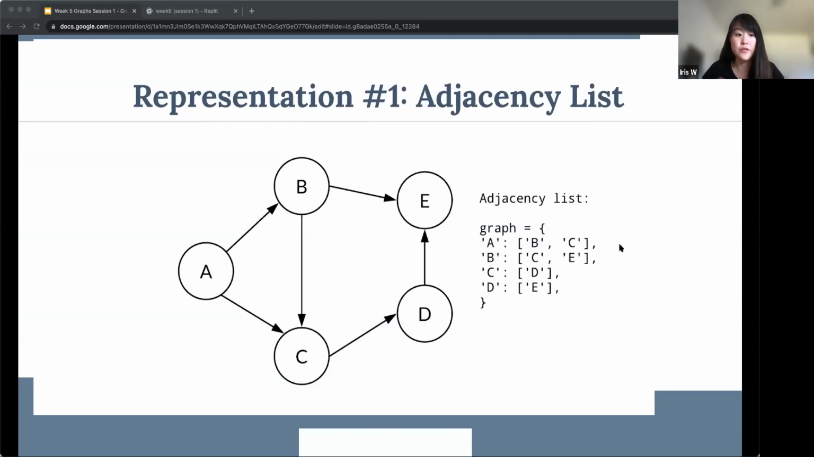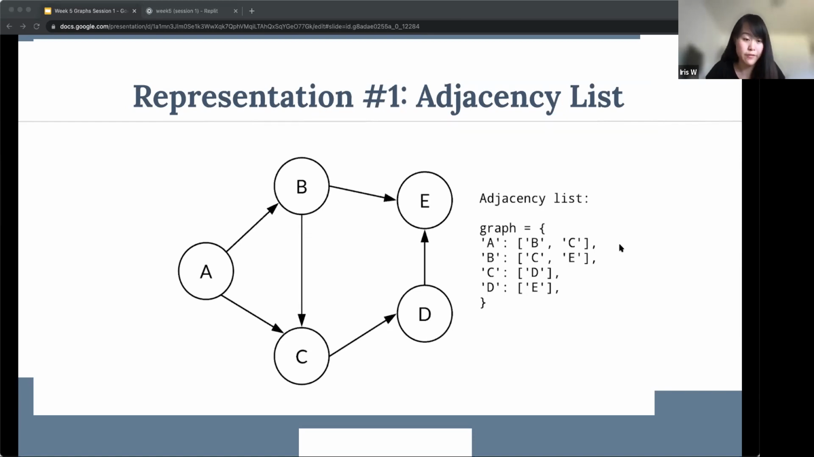Okay, so the first representation I'll talk about is an adjacency list. An adjacency list is a mapping of the node to the nodes that they're connected to. So in practice, this looks like a dictionary where the keys are the nodes and the values mapped to those nodes are basically the list of nodes that the key is connected to.